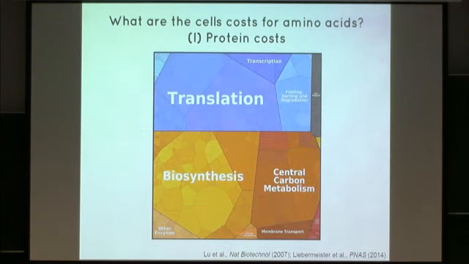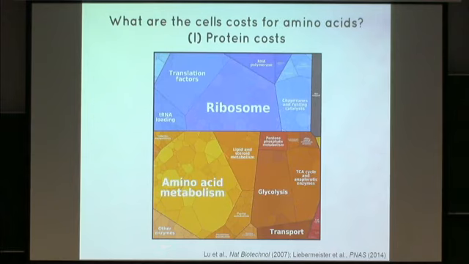So this whole square represents the proteome of E. coli in the exponential growth phase. On each polygon, I hope you can see that, the size represents the mass fraction of a specific protein in the proteome. What you can see is that most of these proteins are involved in genetic information processing, like translation or transcription, or in metabolism. If you zoom in a little bit more, it becomes apparent that a very large fraction, in fact 22% of the whole proteome, is devoted to amino acid biosynthesis and amino acid metabolism.